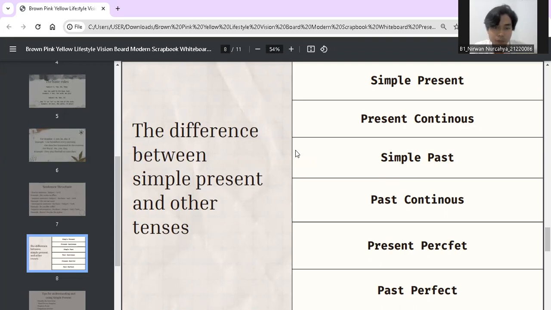The present perfect is used to express a connection between the past and the present, or to express a life experience that happened at an unspecified time. For example, I have visited London three times. And the last, the past perfect, is used to express an event that happened before another event in the past. For example, he had already eaten when I arrived.